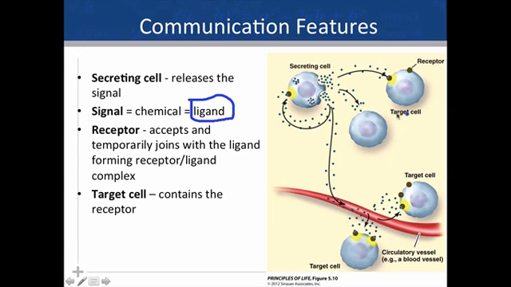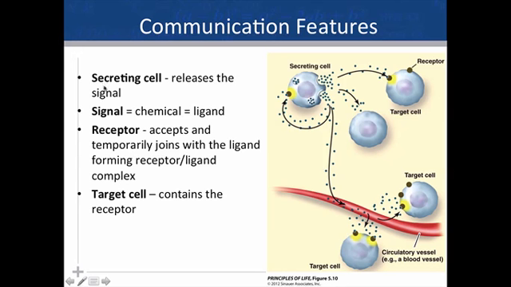Then the cell that is the target has to have some sort of receptor. The receptor can be in the cell membrane. Sometimes, though, it can even be inside the cell. The receptor doesn't have to be on the cell membrane. It could actually be inside, as is the case with testosterone, where the testosterone enters the cell and binds with its receptor intracellularly, and then together they go into the nucleus. But we'll get to that more later.